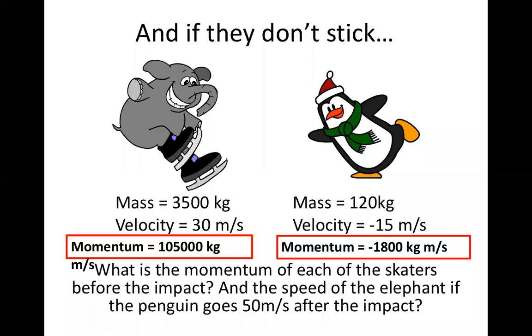Okay, add with the momentum of the penguin after collision. What is the mass of the penguin? 120. What is the velocity of the penguin? After collision, 50. Okay. So 103200 equals 3,500x plus 120 times 50, which is 6,000. So that is your equation. 103200 equals 3,500x plus 6,000. So find x.